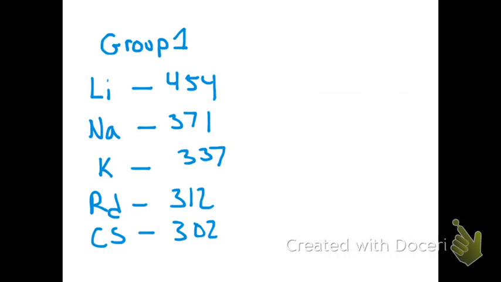So looking at these numbers, what do you notice about what happens to the melting point as we go down group 1? Well, you should realize that the melting point is decreasing going down group 1. So as far as melting point is concerned, as we go from bottom to top, the melting point is increasing.